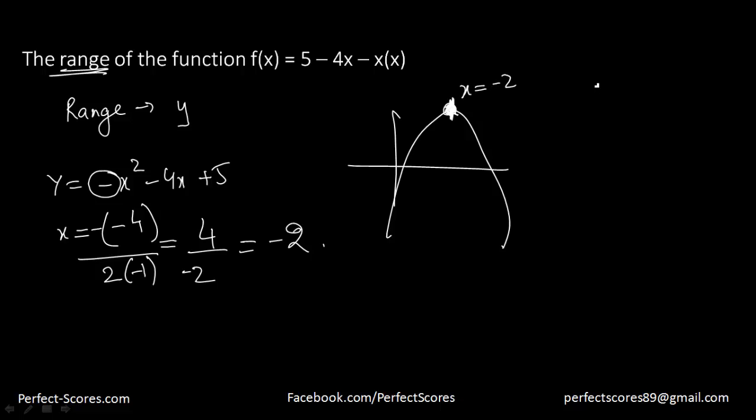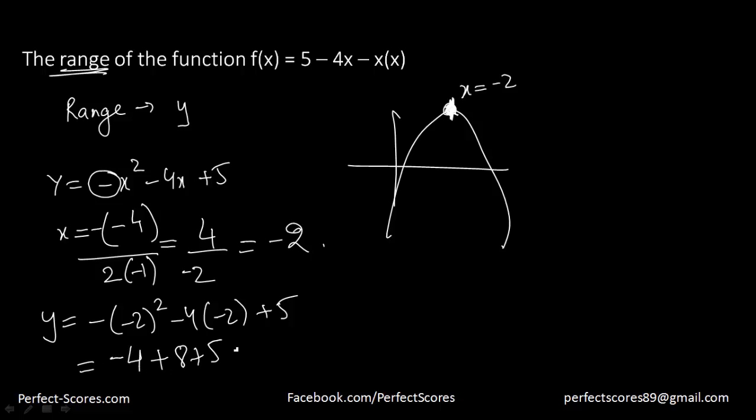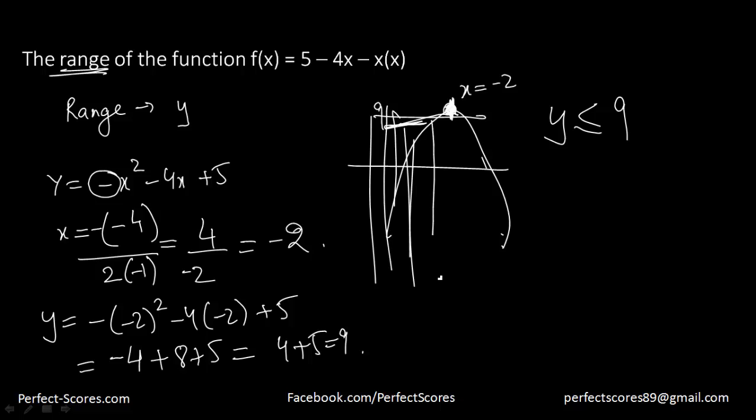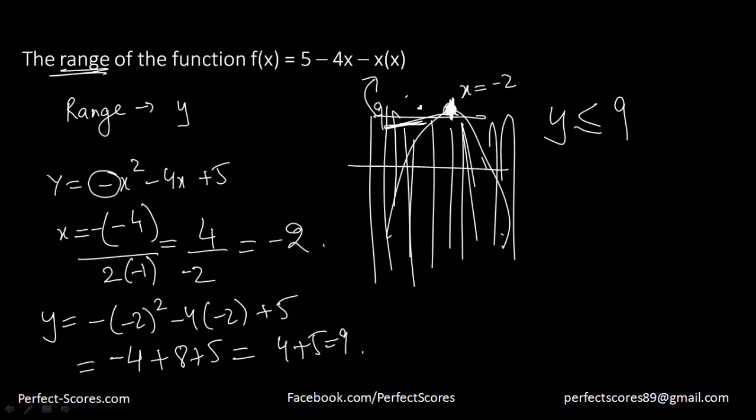So if x is -2, what is y? y is going to be equal to minus of (-2) square minus 4 times 2 plus 5. That is going to be equal to -4 plus 8 plus 5, which is 4 plus 5, that is 9. That means the y value here is 9. That means y will always be less than or equal to 9. Because this is this kind of a function, y will always remain less than or equal to 9. As you can see there, the y value cannot go beyond 9.